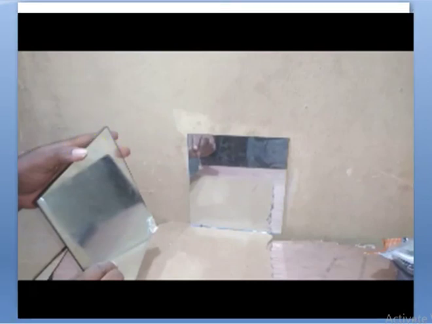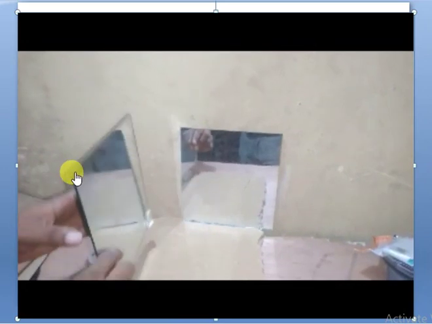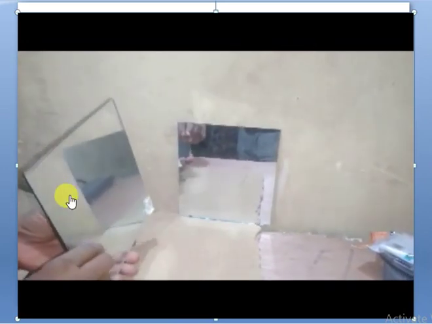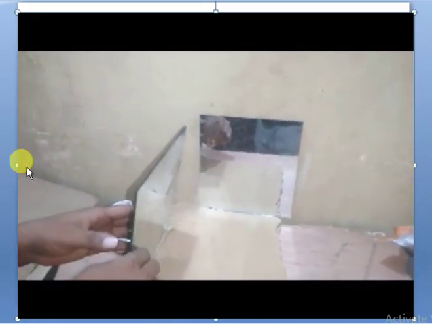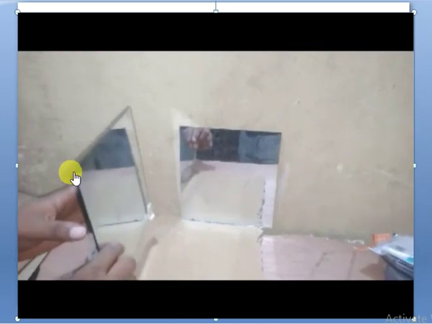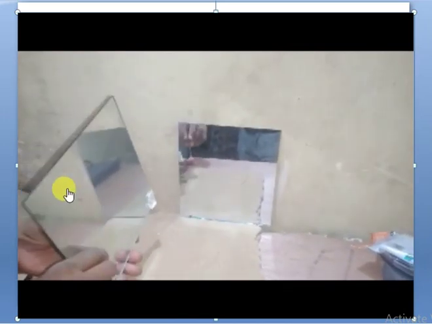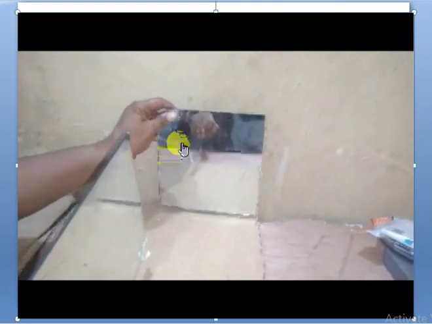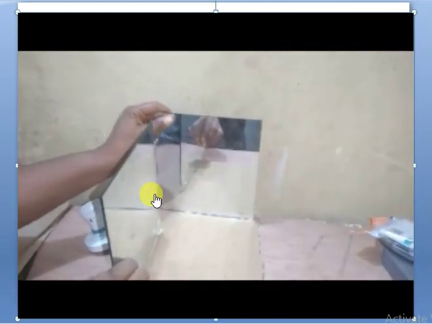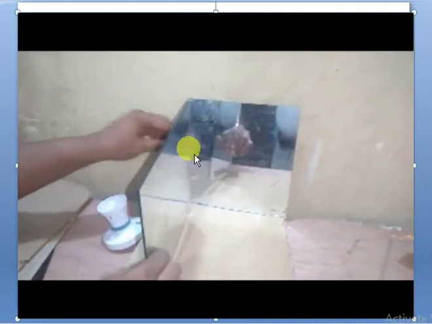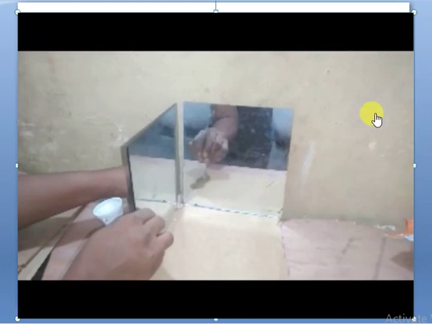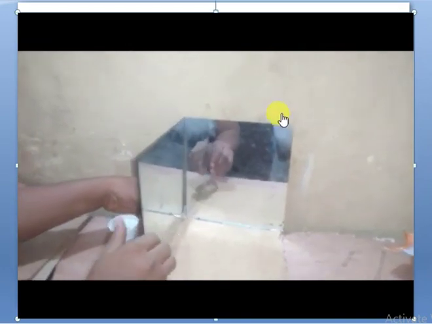Now, let's look at this video. Looking at this video, you can observe your first plane mirror. Then you have another plane mirror. You can see your second plane mirror. And we say that the number of images formed depends on the angle of inclination. Now, these two mirrors are perpendicular to each other. They are inclined perpendicular to each other.